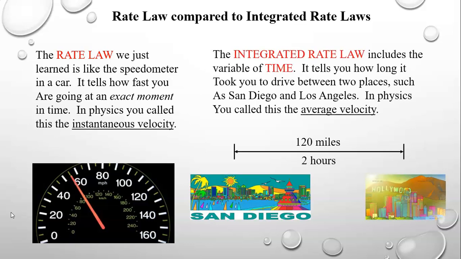The integrated rate law includes the variable time. It tells you how long it took you to drive between two places, such as San Diego to Los Angeles. In physics, you call this the average velocity. So it has two different locations, a beginning point and an ending point, and then you measure how long it takes to go between those two. So that's what the integrated rate law is going to do.